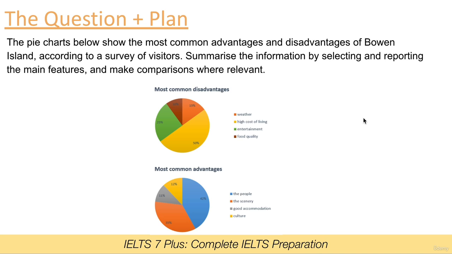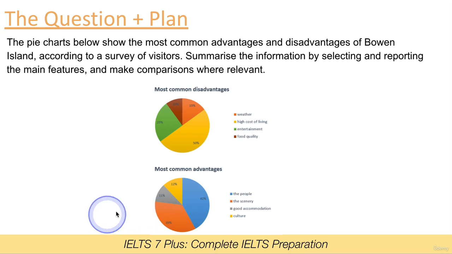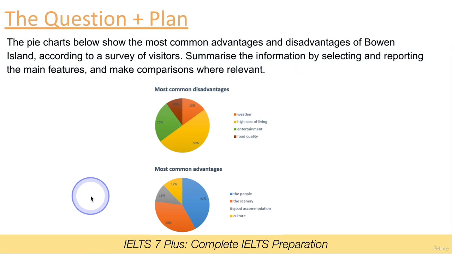Okay, so what jumps out to me, we have half of people thought that the high cost of living was the biggest disadvantage here. Then there's two high reasons that make up actually over 2/3 of the advantages. That is the people and the scenery. And then the other two are quite low down on the amount of people who thought that accommodation and culture were the most common advantages.